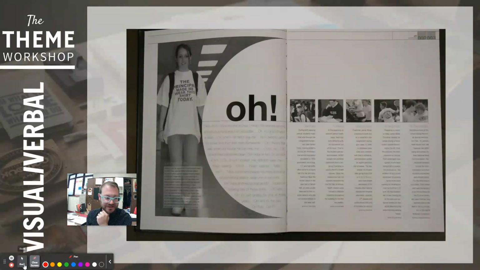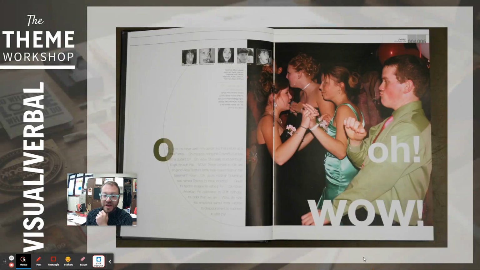Go to my next page here. There we go. Again, just repeating here, we've got the circle, we've got O and wow, we've got photos and boxes. The O is in big color.